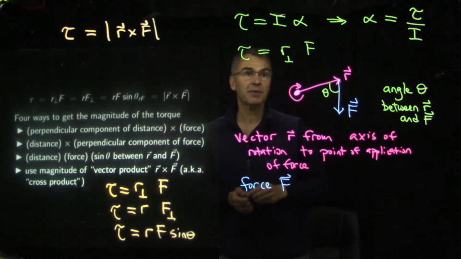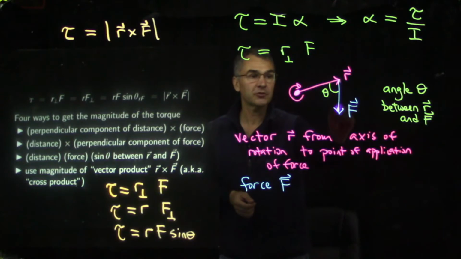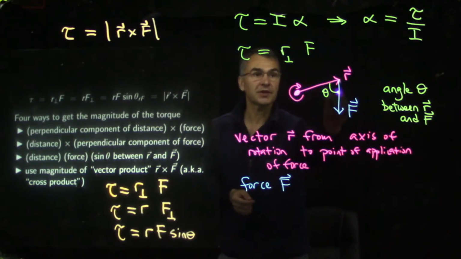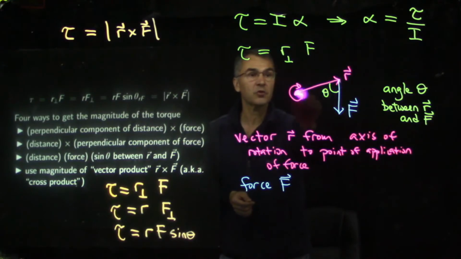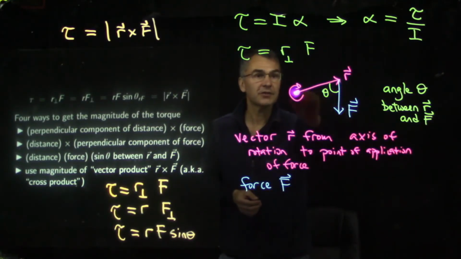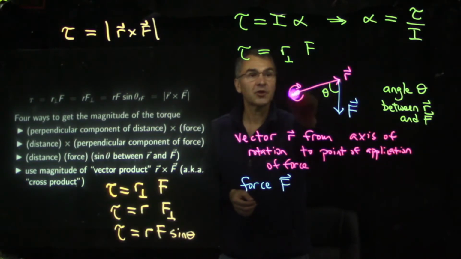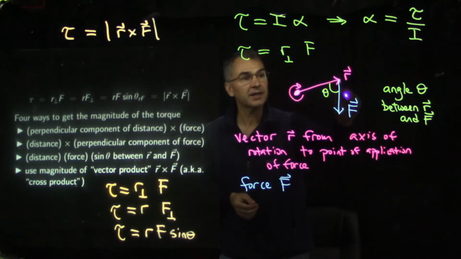So if we want to get the magnitude of the torque due to applying this force at some non-zero lever arm here, we have several ways to do it. The first way, which we've been using, is to pick out the perpendicular component of this displacement, r. Since it's a vertical force, we want to pick out the horizontal part of r. Another thing we could do is pick out the perpendicular component of the force.